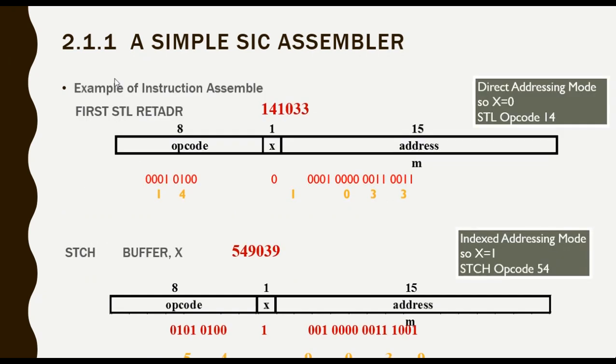So for example, I have considered 2 instructions here. In SIC only 2 addressing modes are there, depending on the X value, and here the word length is 3 bytes, meaning 24 bits. That is the standard instruction format, only 24 bits. That will be divided into 8 bits for opcode, 1 bit for X, and the remaining 15 bits for address. Based on the X value, there are 2 types of addressing mode. X equal to 0 means direct addressing mode, X equal to 1 means indexed addressing mode.